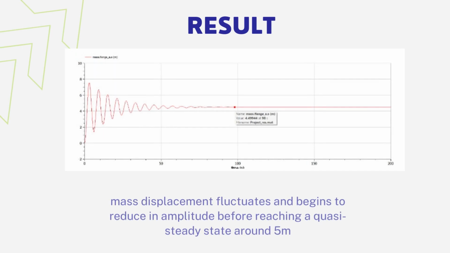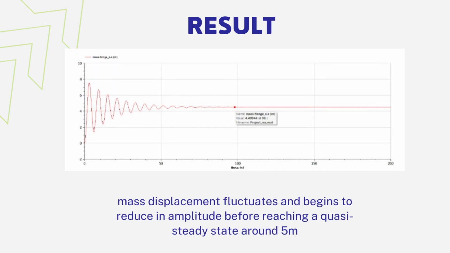In the simulation of a simple spring damper system without a PID controller, it can be observed that the mass displacement will fluctuate and begin to reduce in amplitude before reaching a quasi-steady state at around 5 m. Notice that the behavior of the system represents a sinusoidal curve.